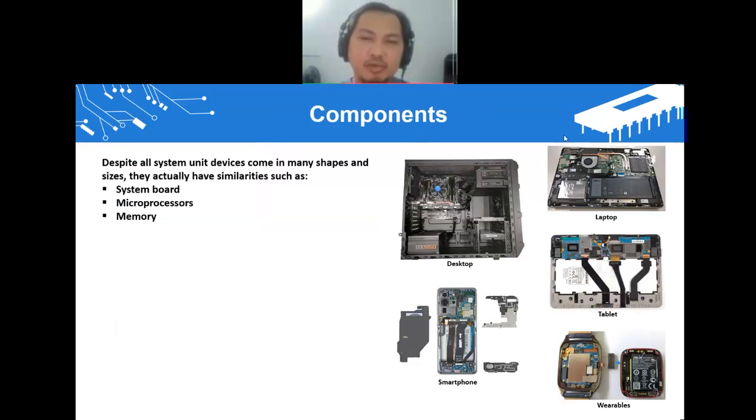So the next one, we go to the components. Despite all the system unit devices coming in many shapes and sizes, they actually have similarities in system components. That is, all of them have a system board, microprocessor, and also memory. From here you can see the desktop, the smartphone, the laptop, the tablet, and the wearable broken down, so you can see how they look inside.